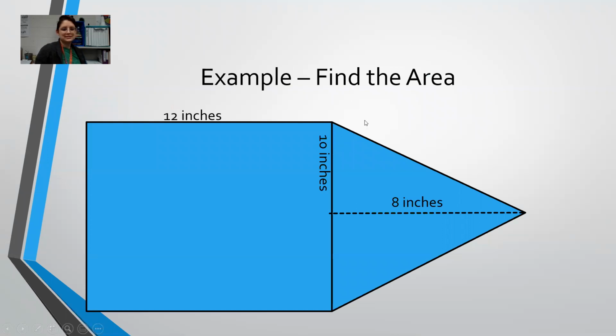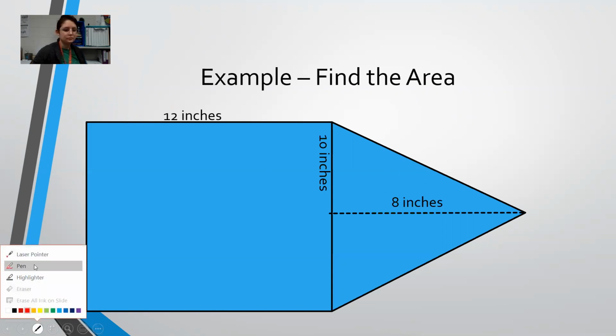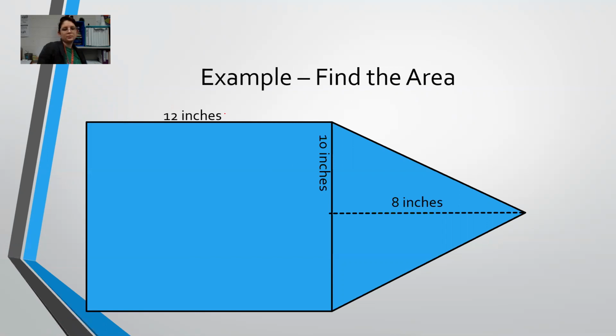Our first example to find the area of a composite figure has a rectangle paired with a triangle. Remember that the area of a rectangle is base times height. We can see our base is 12 inches. Our height is 10 inches. So the area of this rectangle is 120 inches squared.